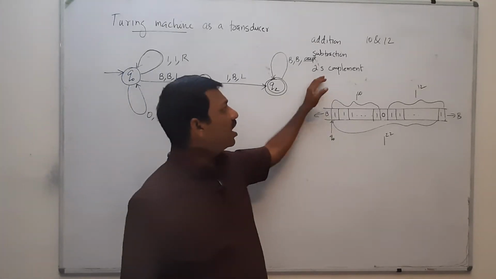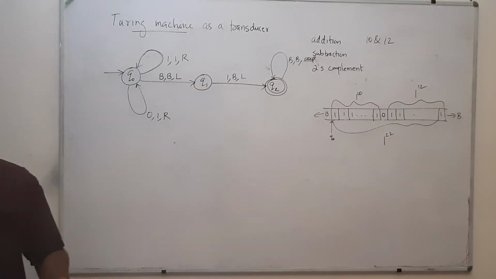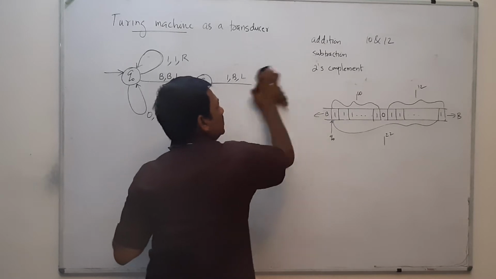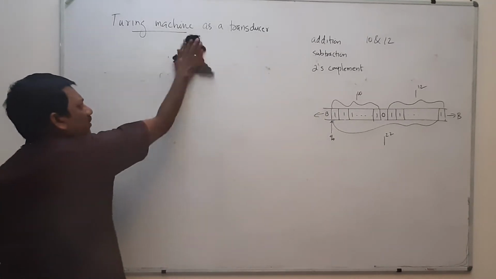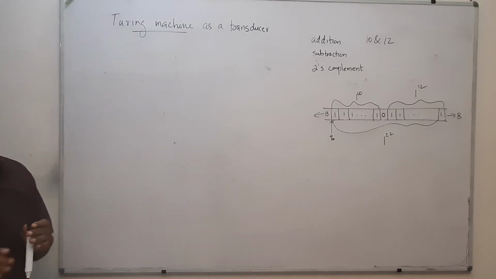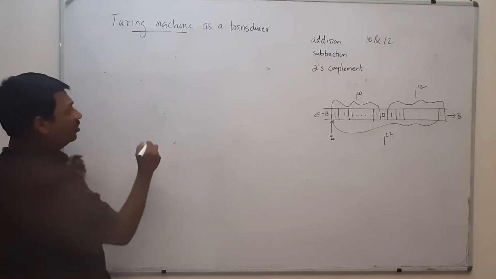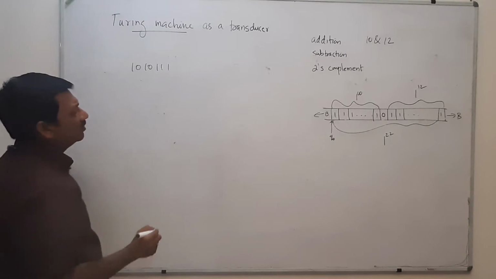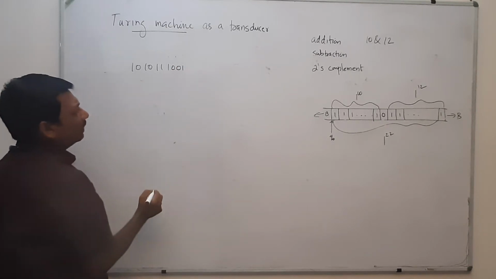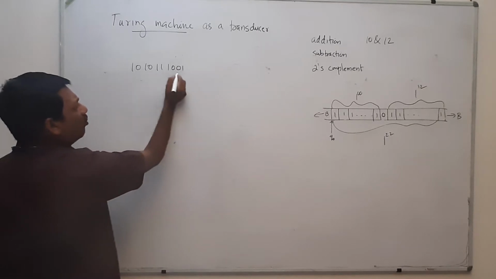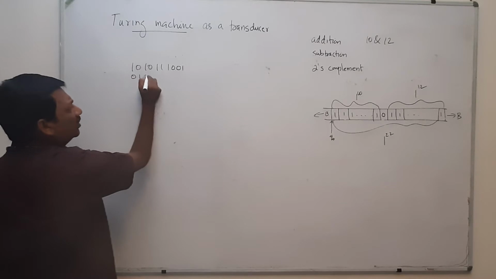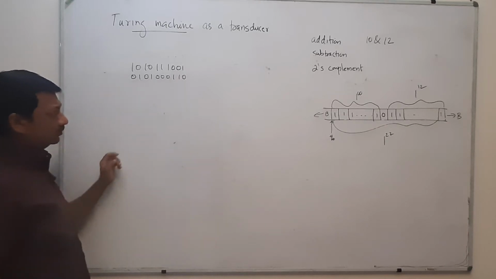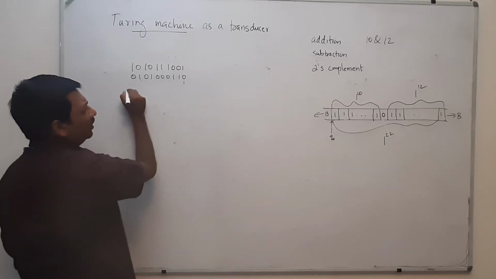And now I will show you how 2's complement is generated. Subtraction, you can do it as an exercise. See, what is 2's complement? I am going to show you how 2's complement is generated. Say 1 0 1 0 1 1 1 0 0 1. Now when you are taking the complement of this, it is 0 1 0 1 0 0 0 1 1 0. And if you are adding 1, what will happen?